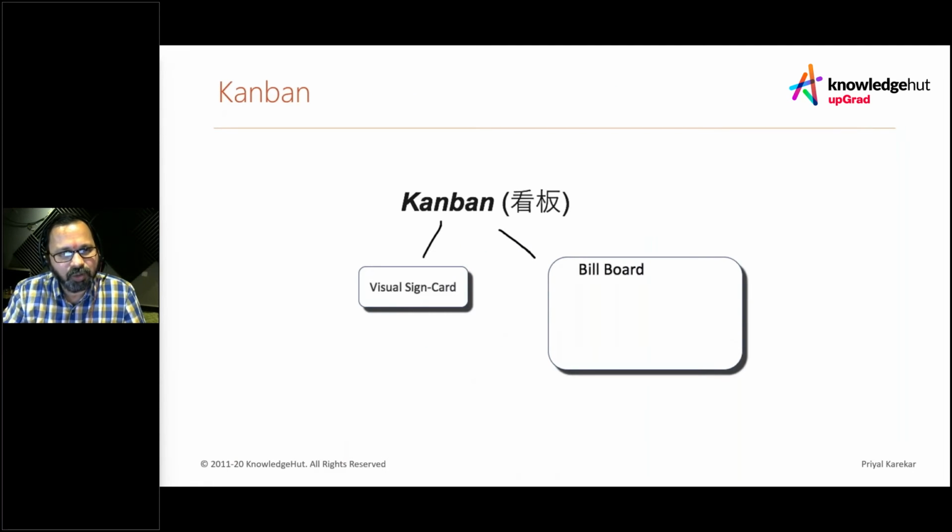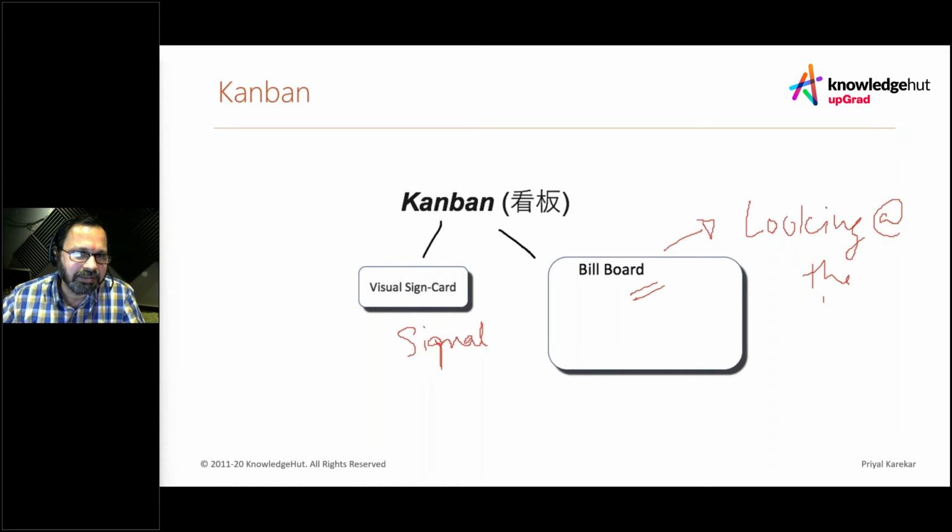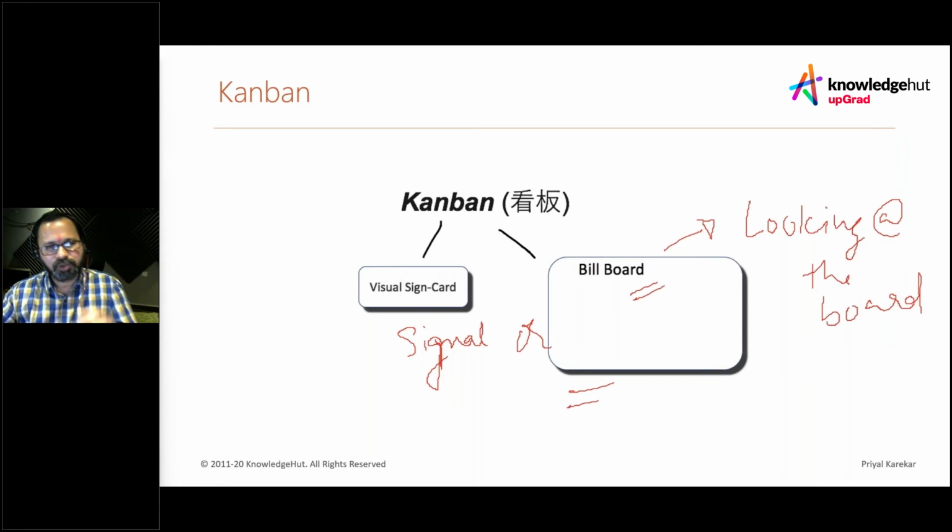One is the visual sign card, which is nothing but a signal. Another meaning of Kanban is the board, because looking at the board is Kanban. So Kanban means visual sign card or signal, and the other meaning is looking at the board. Just remember this, and then we will start building the story of Kanban.